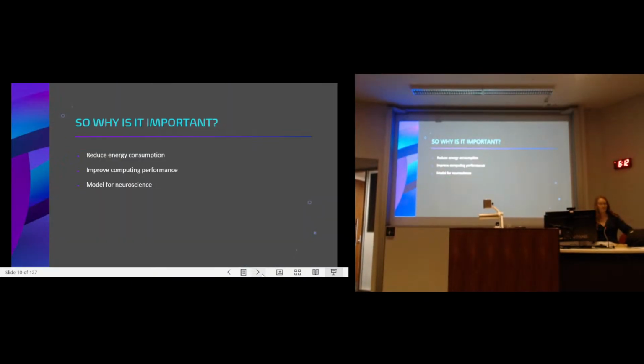So in summary for that section, why is it important? We need to reduce our energy consumption. Is anyone not convinced of that at this point? I'll take that as a unanimous yes, we've got that point.